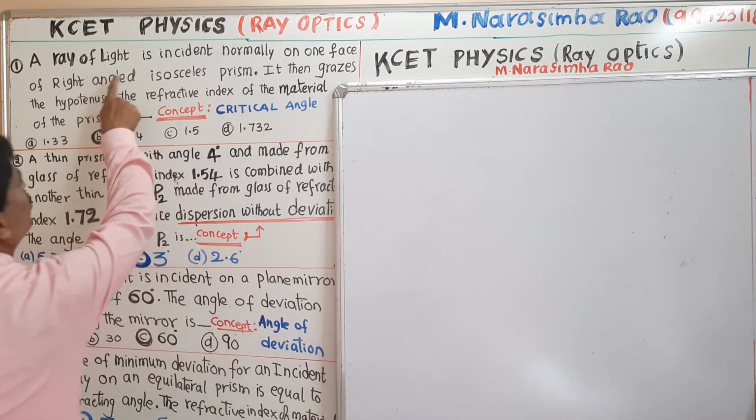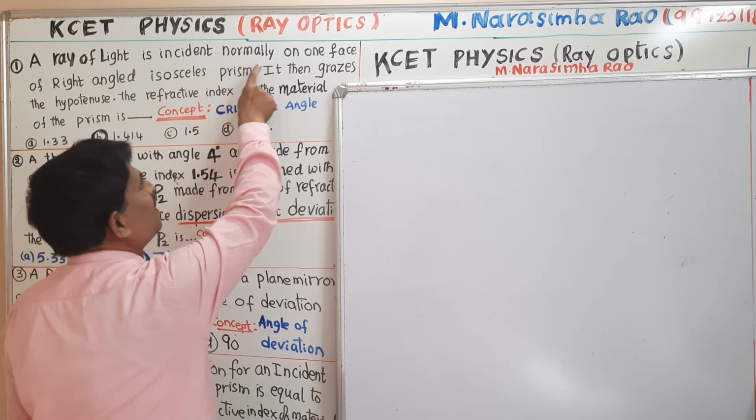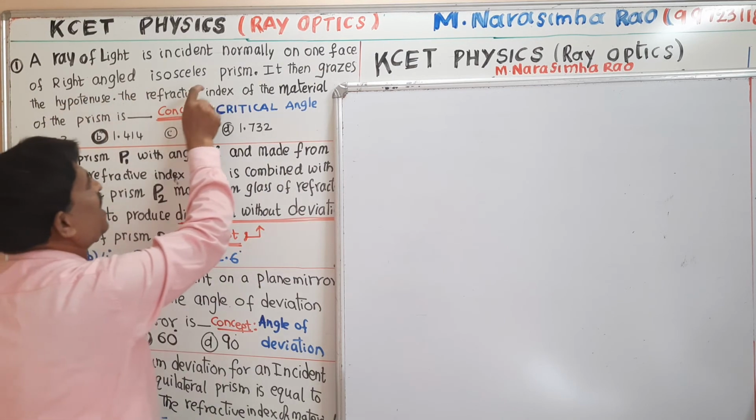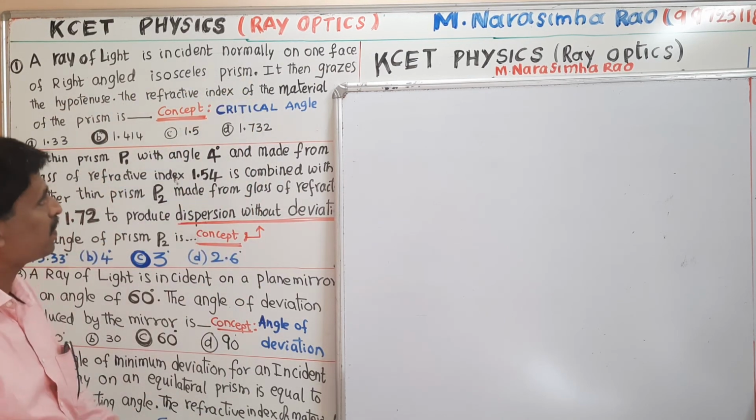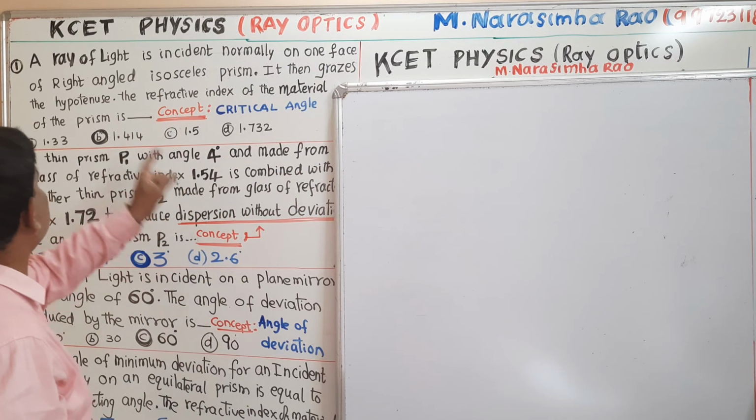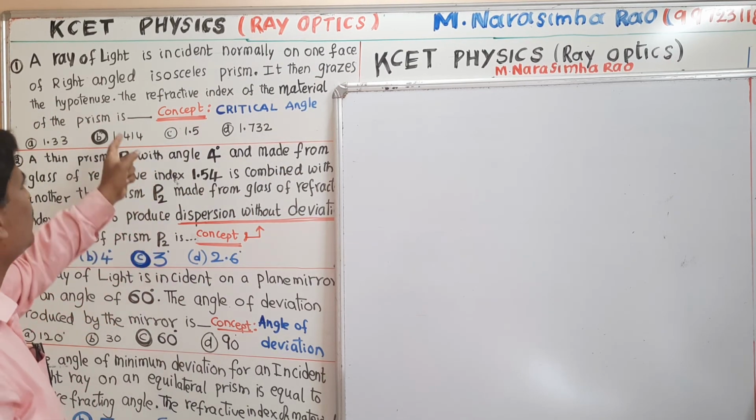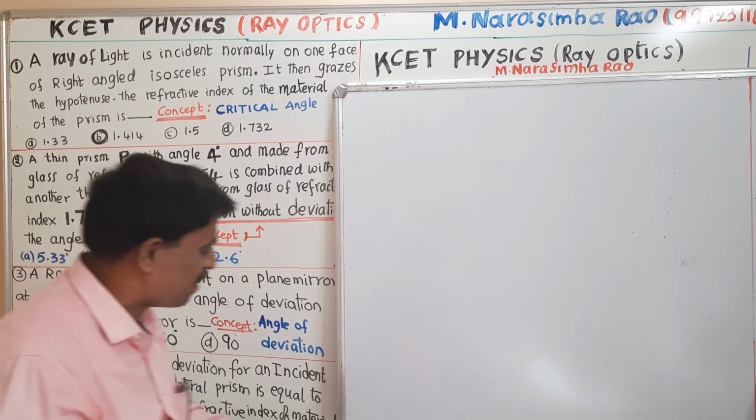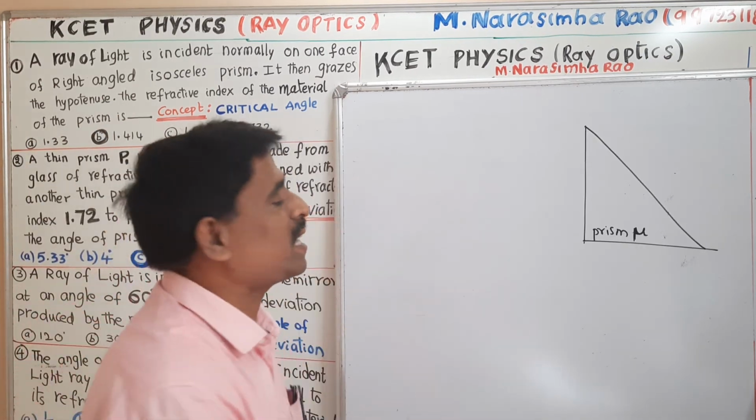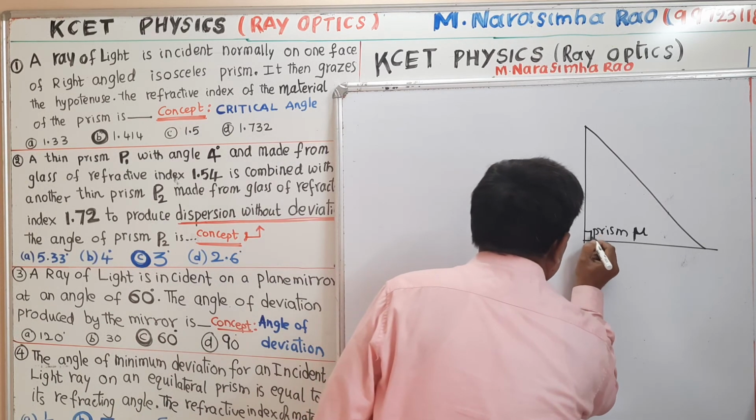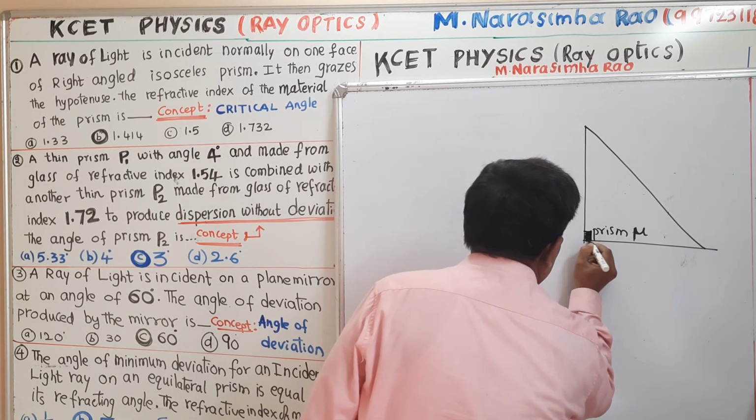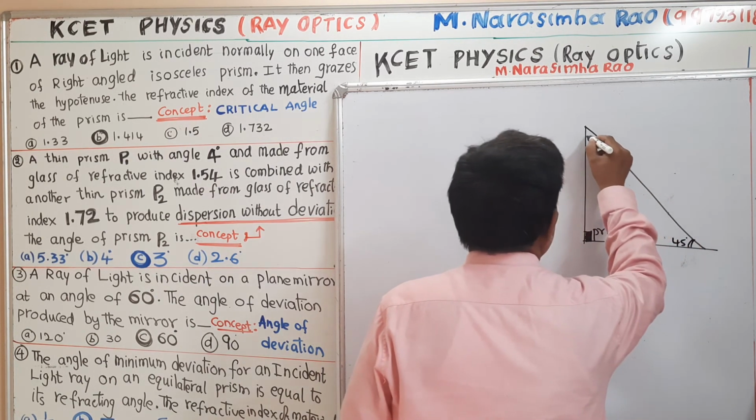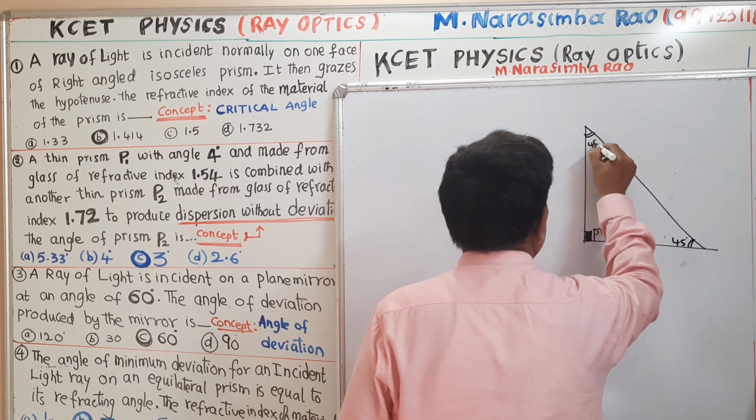A ray of light is incident normally on one face of a right-angled isosceles prism. It then grazes the hypotenuse. The refractive index of the material of the prism is? Here the angle is 90 degrees, here the angle is 90 degrees. This angle is 45 degrees, this angle is 45 degrees.